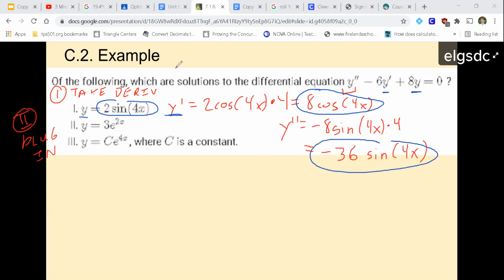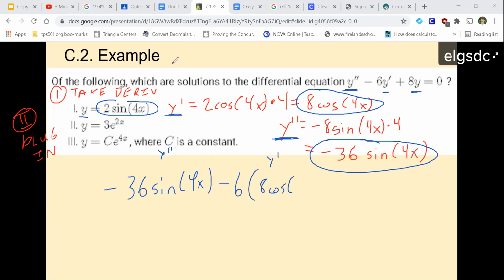and this for y double prime. Then what we get is negative 36 sine of 4x. Again, that's y double prime. Minus 6 times y prime, which is 8 cosine of 4x, plus 8 times y, which is 2 sine of 4x.